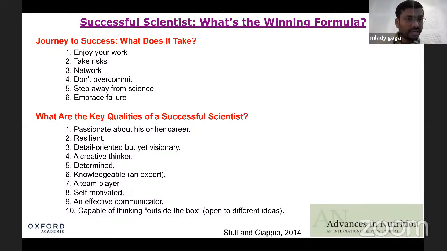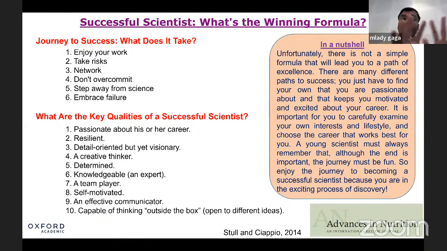You should be passionate, resilient, detail-oriented, but also visionary, a creative thinker, determined, knowledgeable, a team player, self-motivated, an effective communicator, and always think outside the box. This is the nutshell. All these characteristics are not possible to get together. Okay, so you should find your way. There is no formula. You should find your way, how you can achieve it, how you can motivate and push yourself.